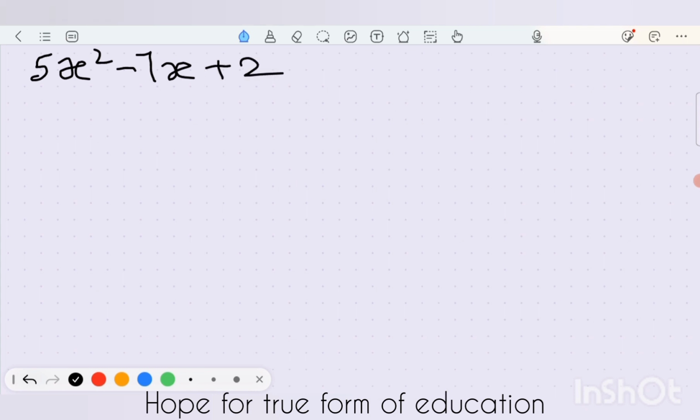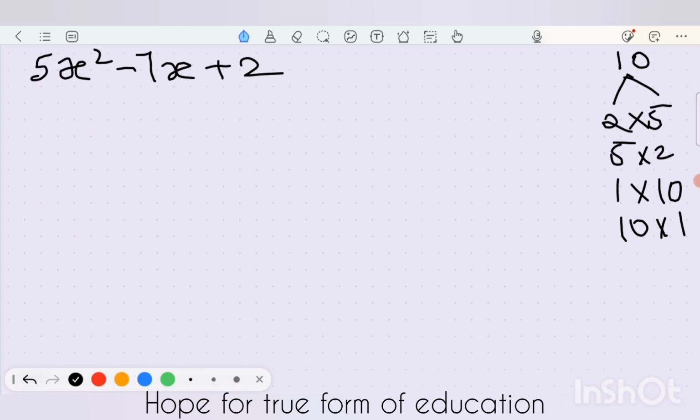As you all know the normal method, 5 2s are 10. 10 can be written as 2 5s, 5 2s, and 1 10s, 10 1s. So the factors which we have are plus or minus 2, plus or minus 5, plus or minus 1, plus or minus 10, right? So now we have altogether 8 integers. Using these 8 integers, either we add them or subtract them, whatever we do, we have to get minus 7x.